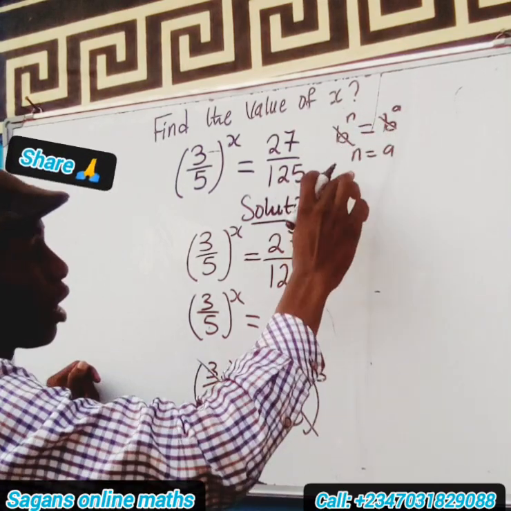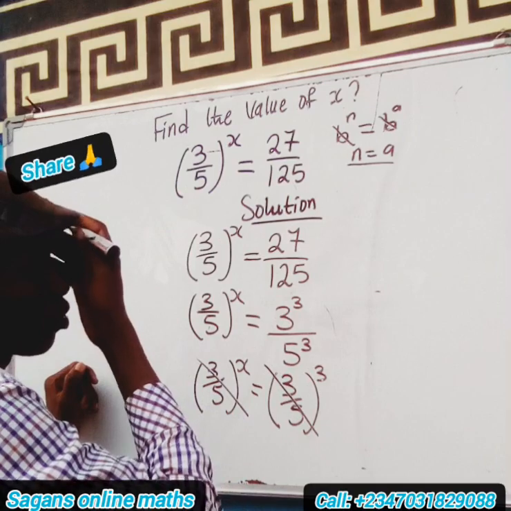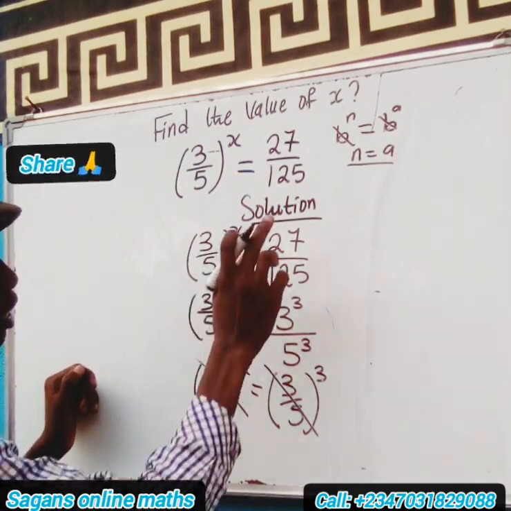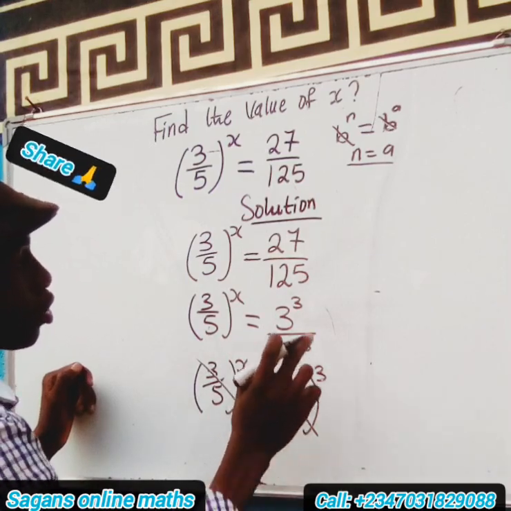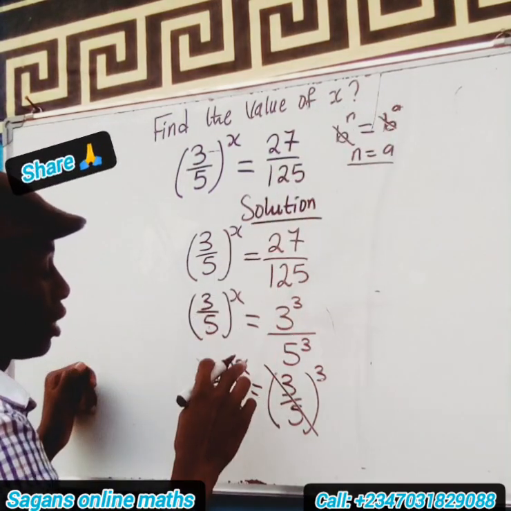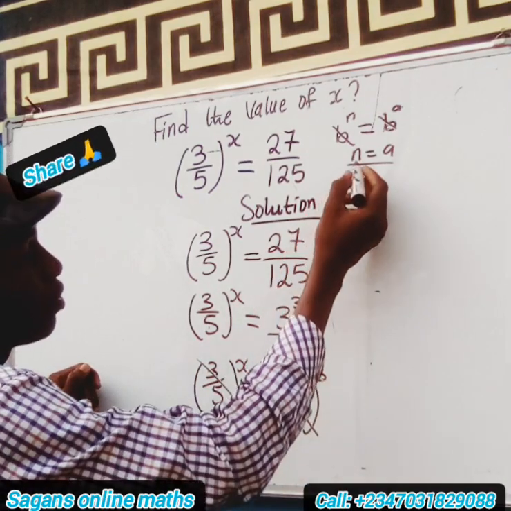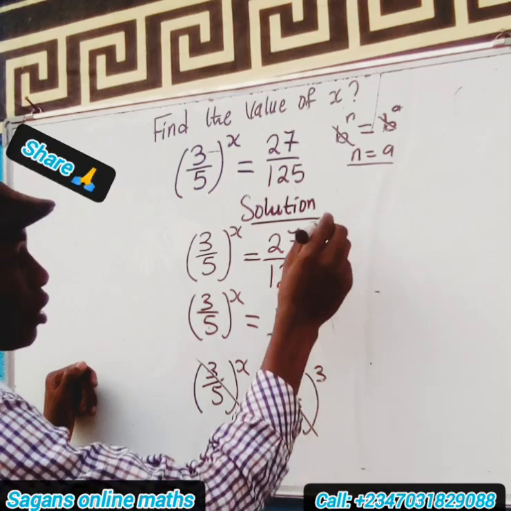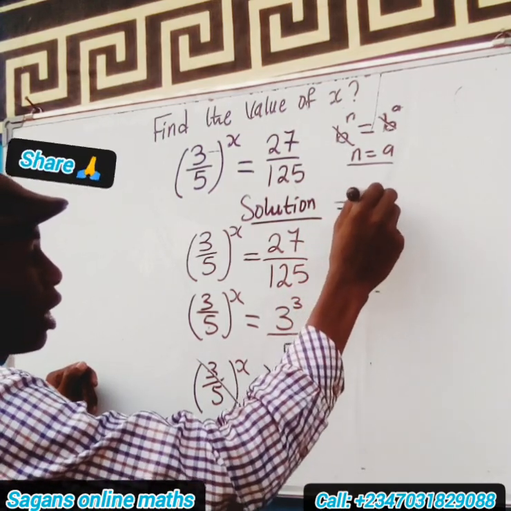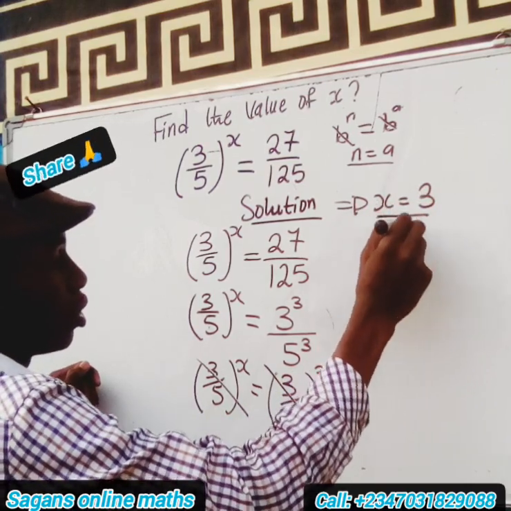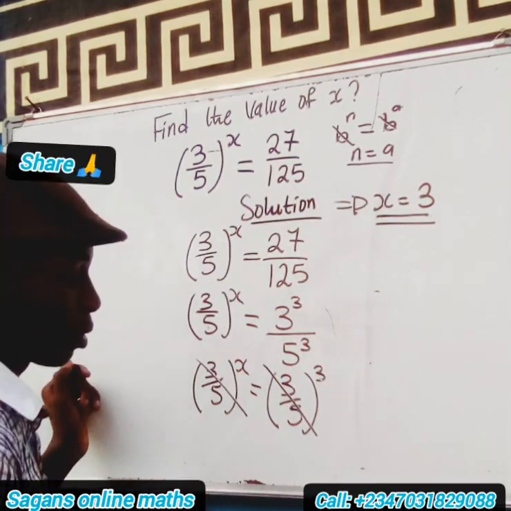If we agree with this property of exponential equations, that means this 3 divided by 5 is like the b, and this 3 divided by 5 on the right-hand side is also the b. The powers you are seeing here, n and a, are like the x and 3. So x will be equal to 3. This implies that our x is equal to 3, and this is a clear solution to this particular problem.